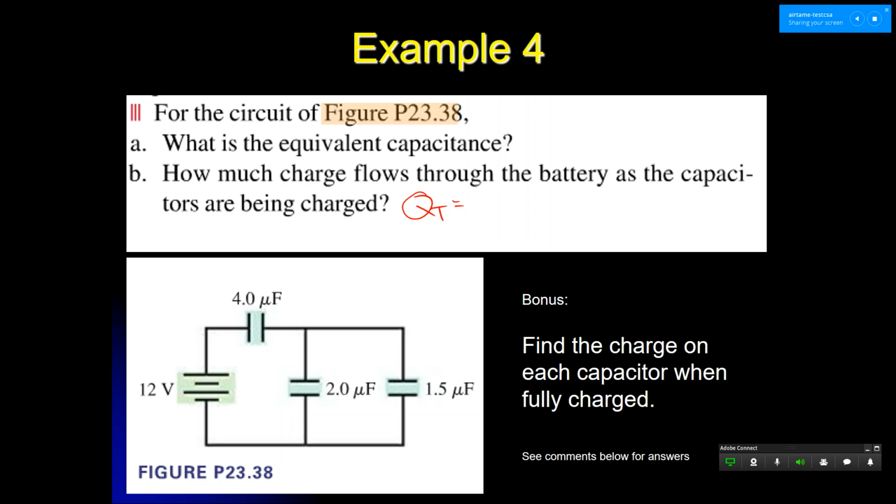Do I have an answer for A? Units? Good. William, you have an answer for B? Units? Microcoulomb. You guys do this now and try to find the charge on each capacitor. It's a bit more difficult to find the charge. Take your time on it.